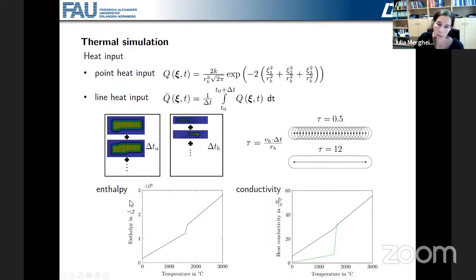So here we see the parameters we had before in the heat equation. So the enthalpy, which depends on temperature. Its derivative here is the heat capacity, and we see here this jump that is the latent heat for the phase change. And the conductivity is also temperature dependent. And for the powder material in green, we see that this is much lower. And then we have here in black the melt and the solid material. So due to these temperature dependencies, the heat equation becomes highly nonlinear.